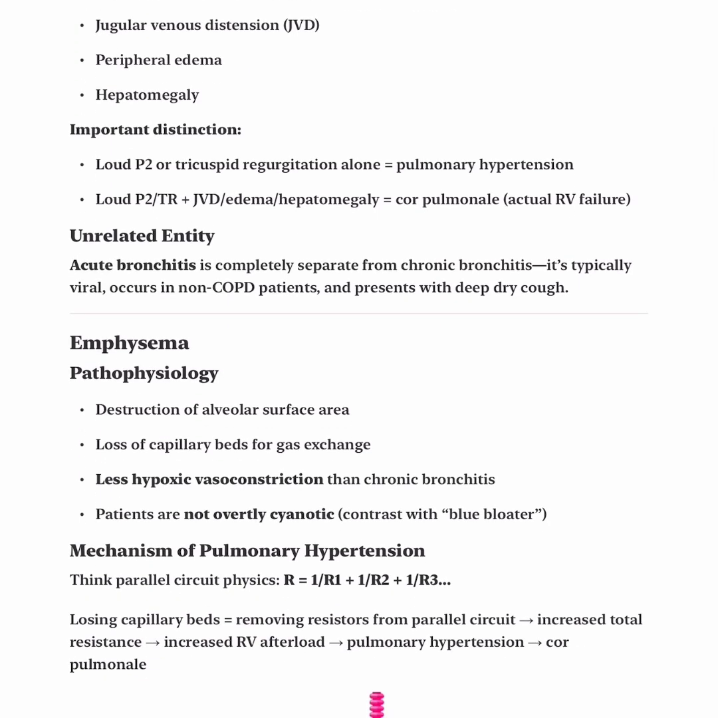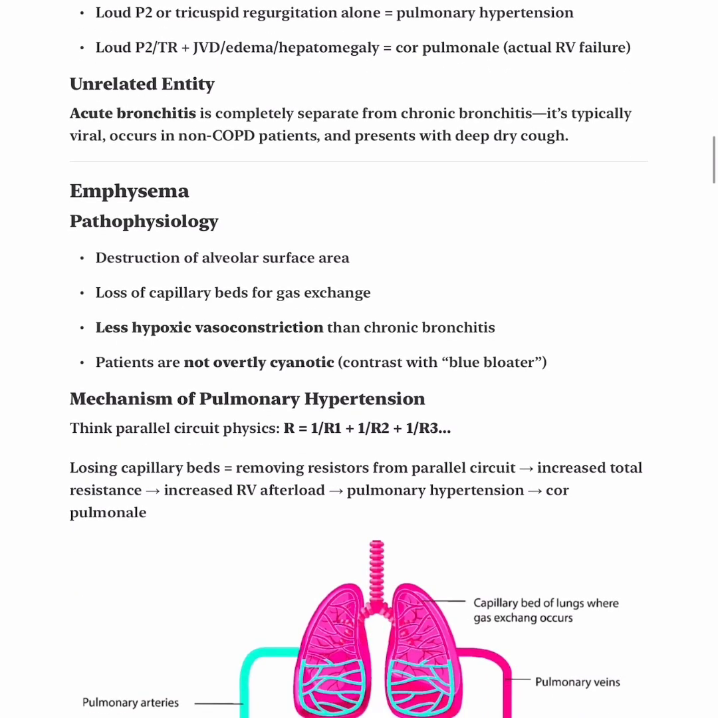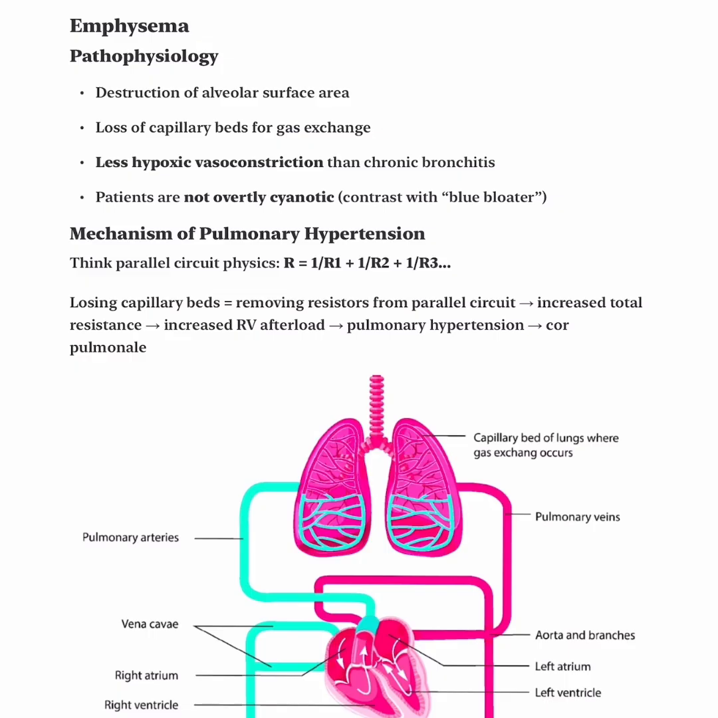Next up, we've got emphysema. As far as pathophysiology, here we're going to have the destruction of alveolar surface area, the loss of capillary beds for gas exchange. You're going to have less hypoxic vasoconstriction than chronic bronchitis, and patients are not overly cyanotic. This is to be contrasted with the blue bloaters that were mentioned previously.